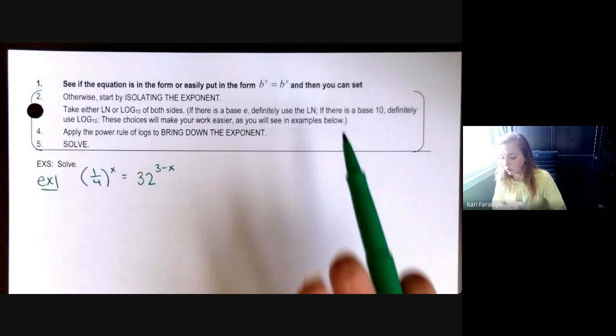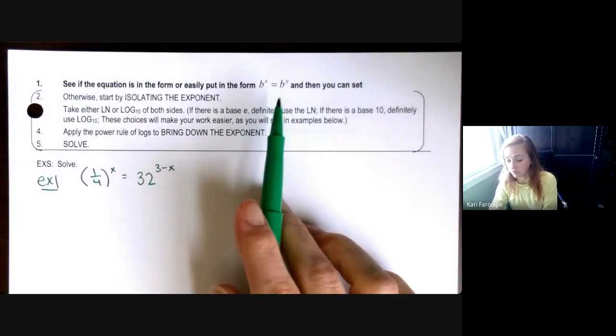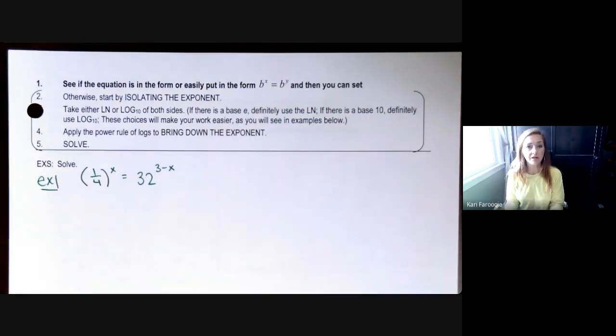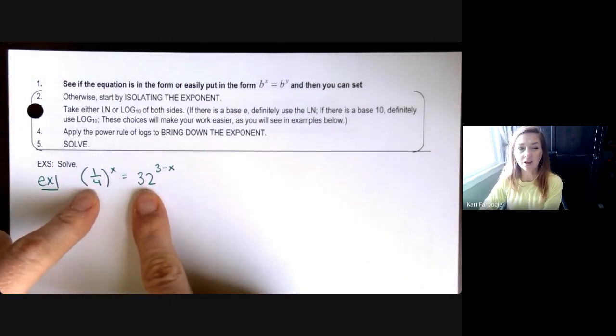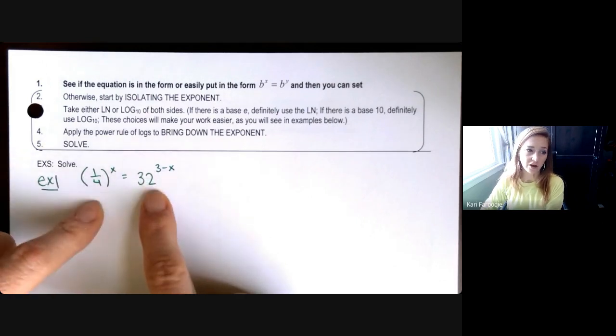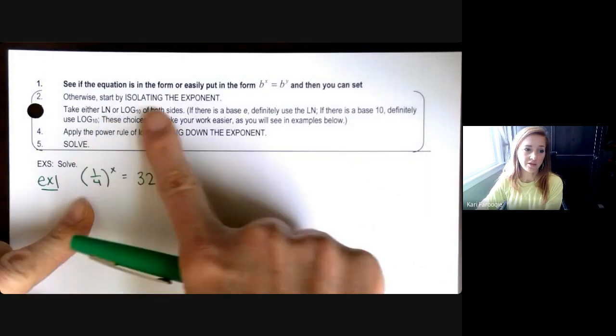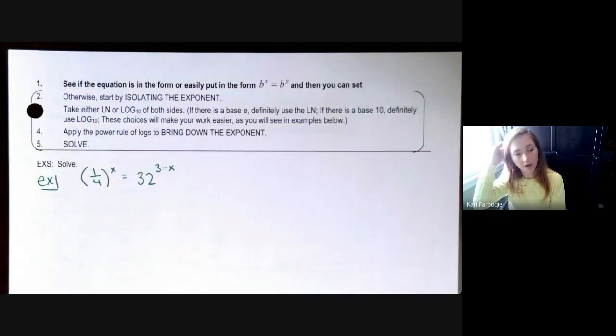We're going to see if the equation is of the form, or easily put into the form, b to the x equals b to the y. What that means is that b, your base, is the same on both sides. What we're going to do is make the base the same on both sides because it's something that we can easily do. So let's do that first. Otherwise, start by isolating the exponent. We cannot do that in this case. We need to go ahead and equate our bases.